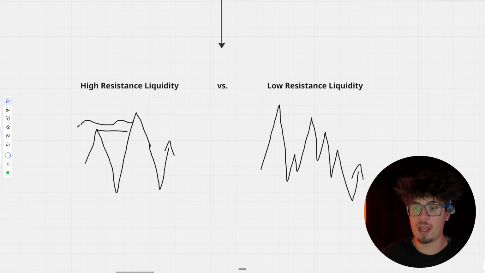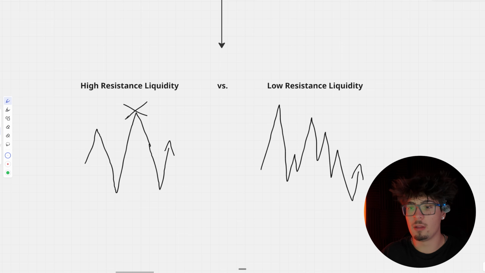All these stop loss orders get filled, and that doesn't mean that there's now a bunch of liquidity above here. That actually means that this high is invalid. There's no liquidity above here. So price isn't drawn to this level, which is why it's called high resistance, right? The market doesn't want to go there.